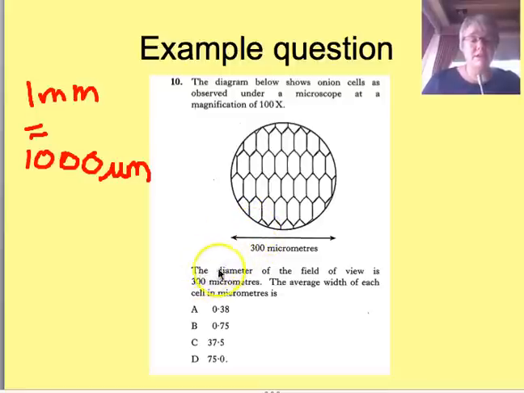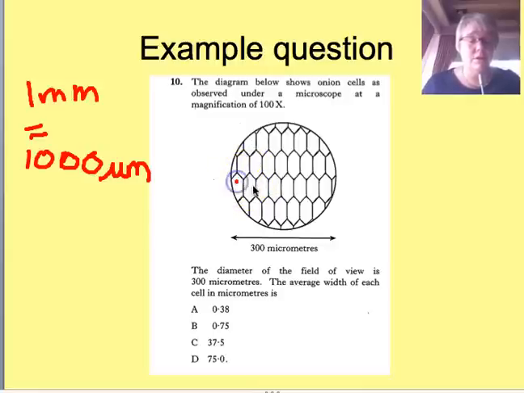But the question says the diameter of the field of view is 300 micrometers. The average width of each cell in micrometers is, and you're given a choice, A, B, C or D. But you don't have to guess the answer to this because you can work it out quite easily. You can look at your field of view and count how many cells are there across the field of view.